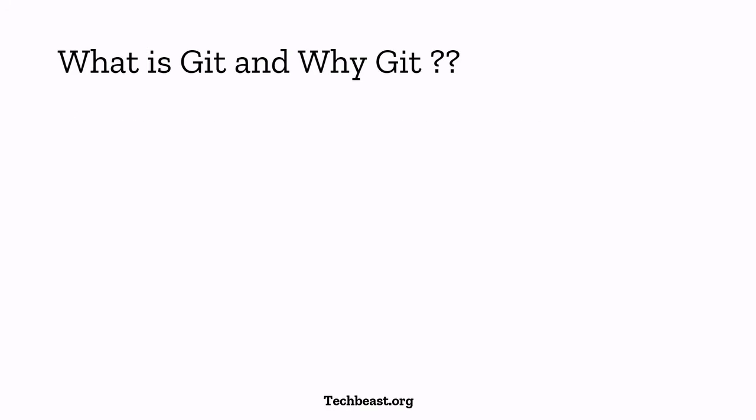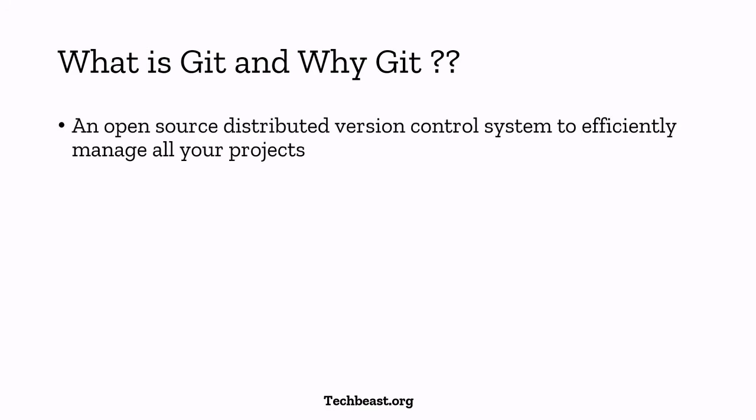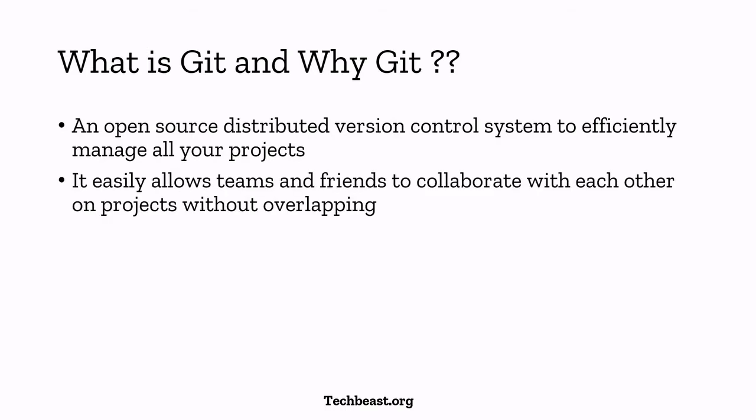So what is Git and why do you need Git? As I said, Git is an open source distributed version control system to efficiently manage all your projects. What does that really mean? Why do you need a version control system? Let's say you are already doing some interesting open source projects in your favorite programming language like Python or Node.js. Then you want to share and collaborate with your friends, so there should not be any overlapping. You can safely push all your changes, and your friend can safely make all his changes, and there should not be any overlapping. So you may need some mediator or tool to manage all these things efficiently. That's where Git comes in, and it'll be really helpful for you. It easily allows teams and friends to collaborate with each other on projects without overlapping. That's the reason you need a version control system.